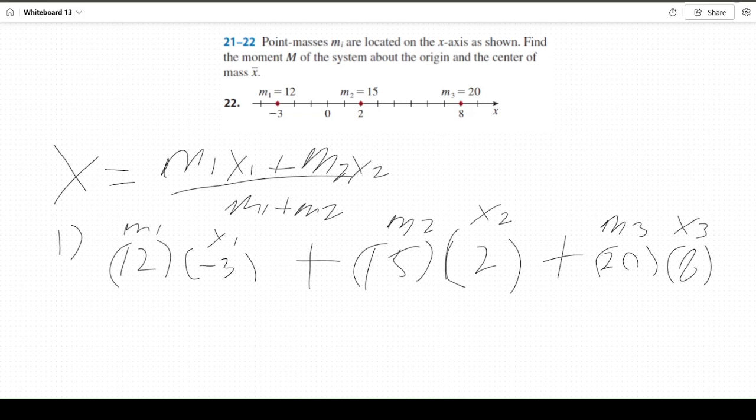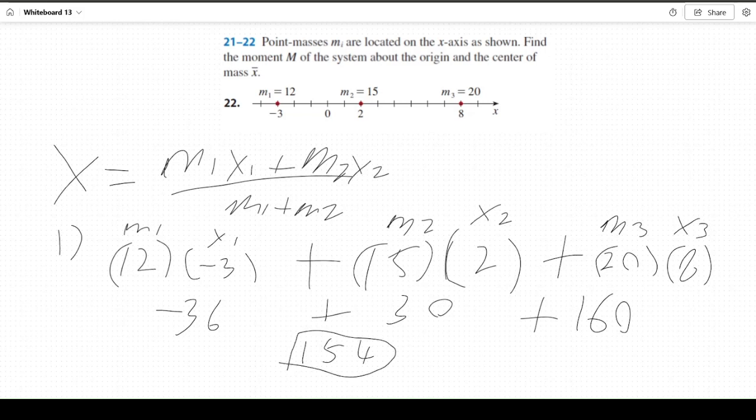Since we have all our masses and x coordinates, we have to add them up. 12 times negative 3 is going to be negative 36. 15 times 2 is 30. And 20 times 8 is going to be 160. When you add them all up, you're going to get 154. So this answer is the numerator.